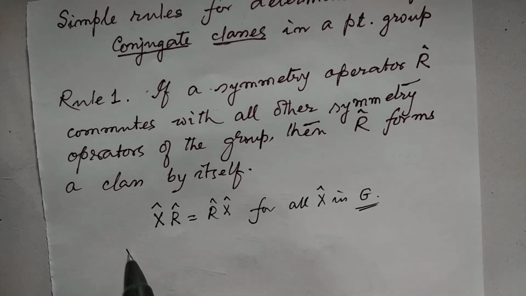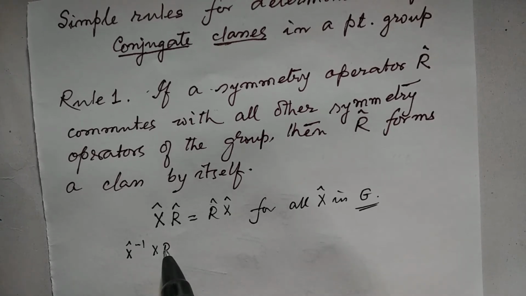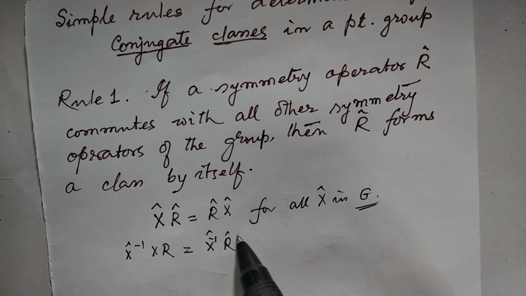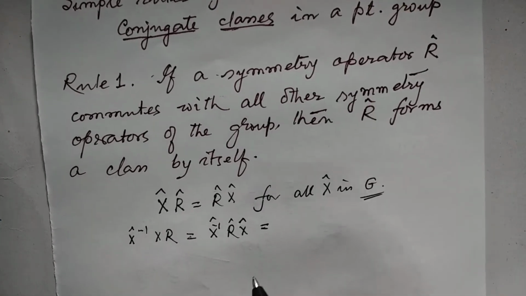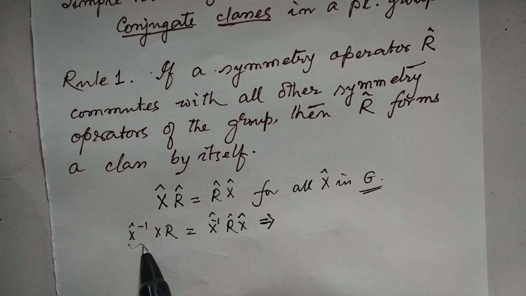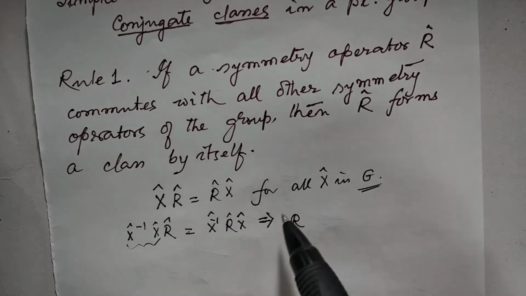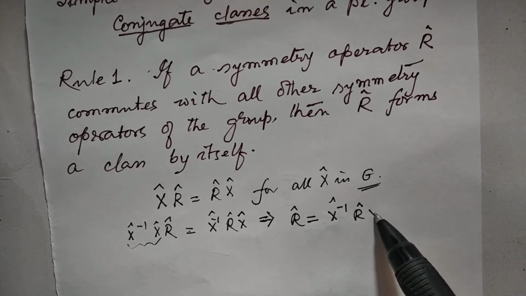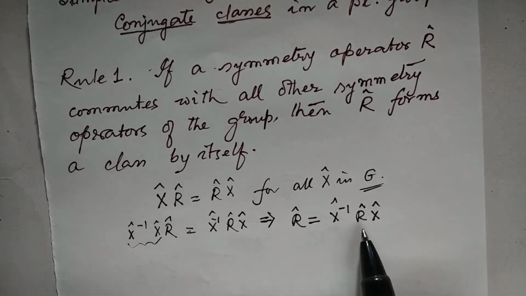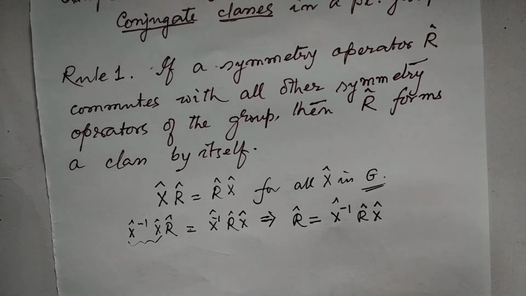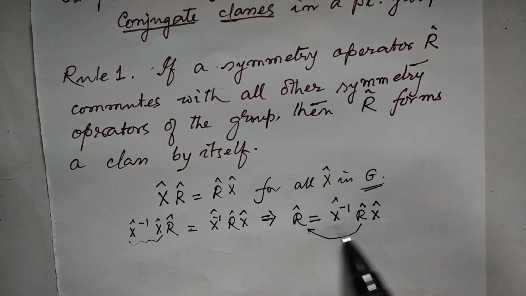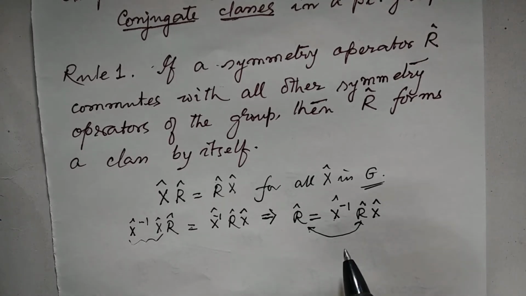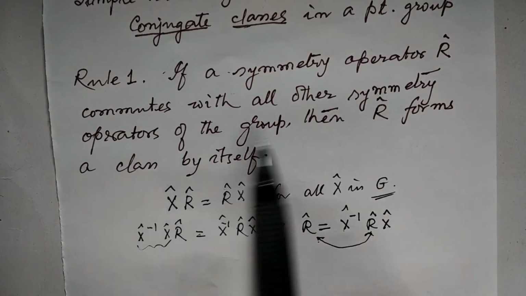Then left multiplying by X inverse, we get R equal to X inverse R X. So whatever symmetry operator you use in this similarity transformation, you will always get R from R. Whatever be the symmetry operator that you use in a similarity transformation, R is conjugate to itself. This proves this statement.